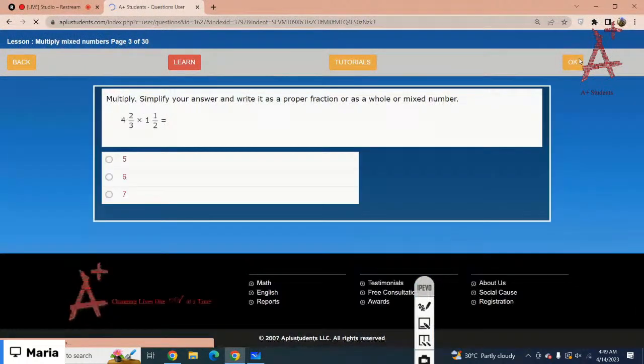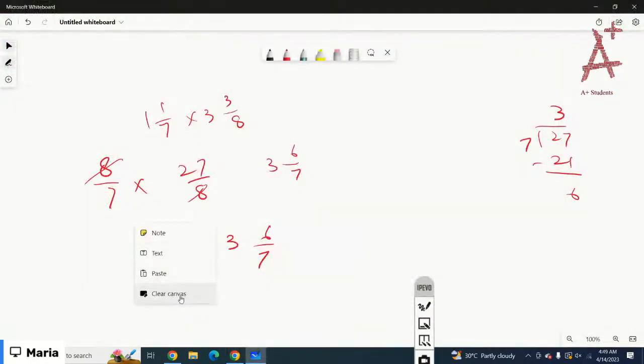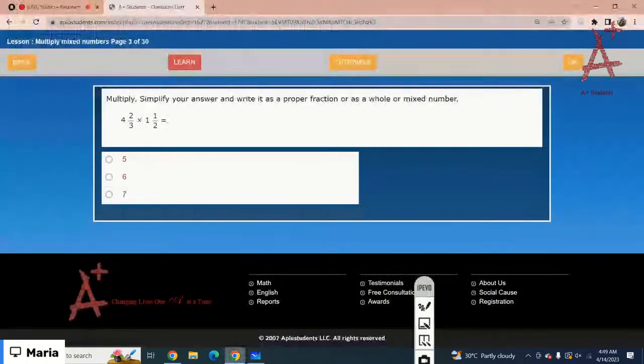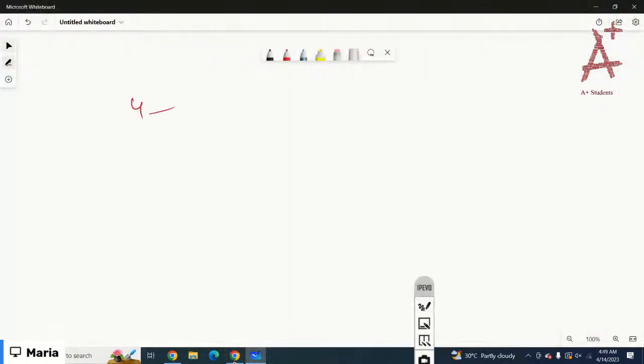Okay, let's just do another example. 4 whole 2 over 3 times 1 whole 1 over 2. Let's convert them into improper fractions. 3 times 4 is 12 and 2, 14 over 3. 2 times 1 is 2 and 1, 3 over 2. The 3 and 3 cancel out each other.